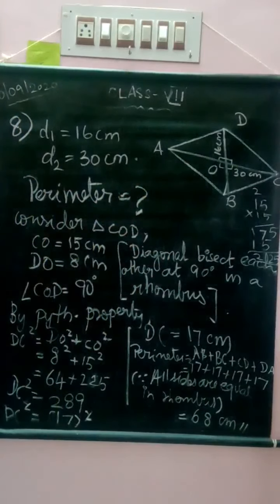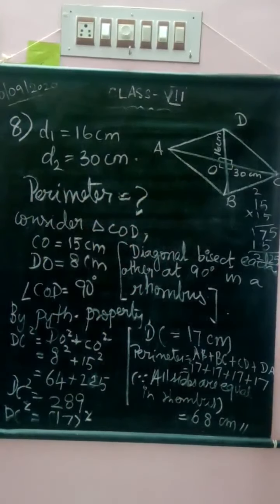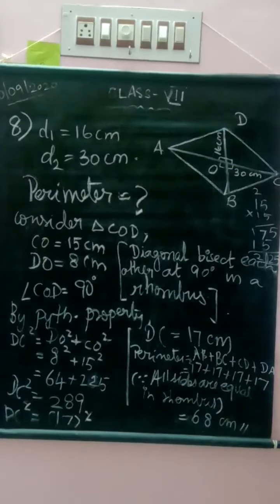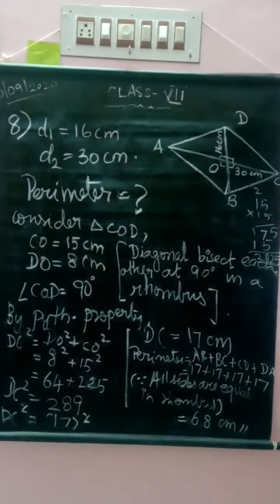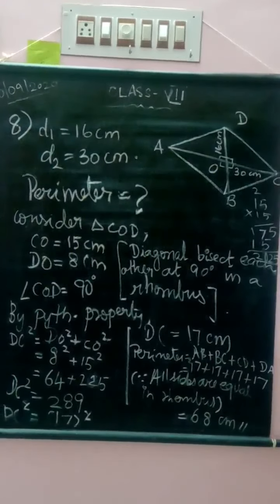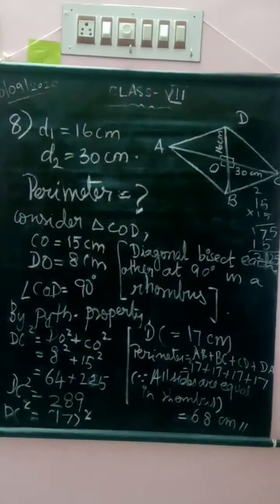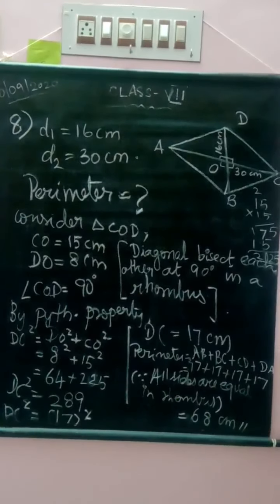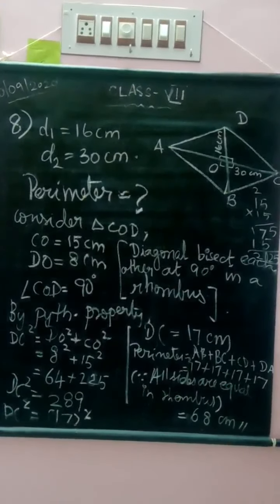So here you have used the property of rhombus and also you have used the property of Pythagoras and then you have found out the value of the unknown perimeter. Go through the video and try to understand everything that is taught.